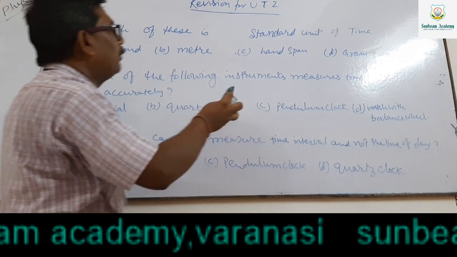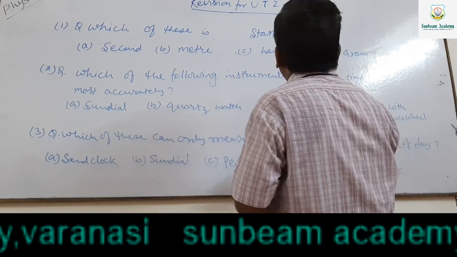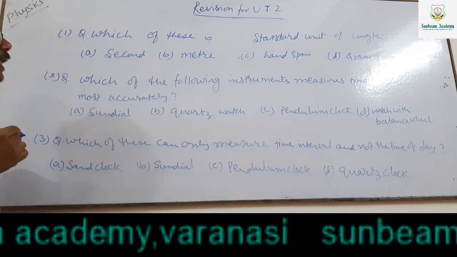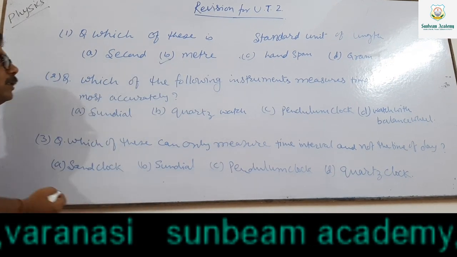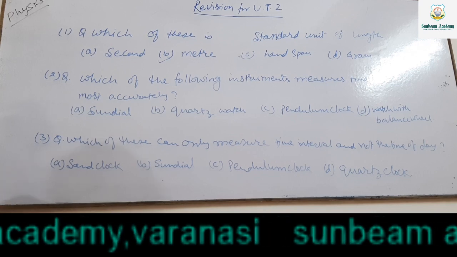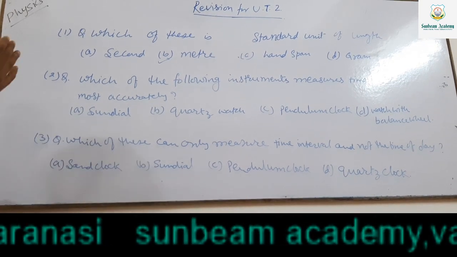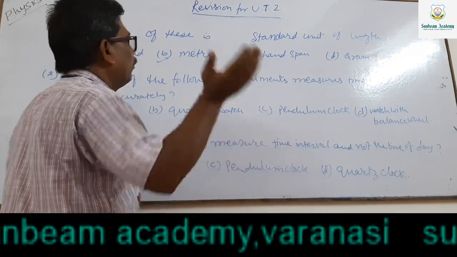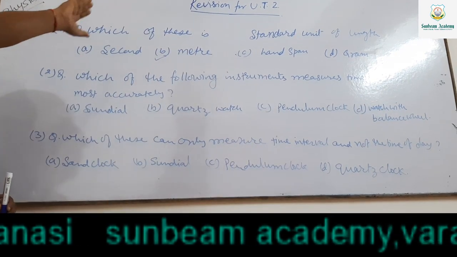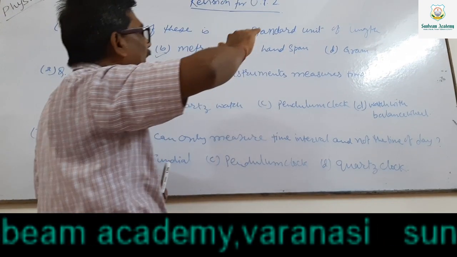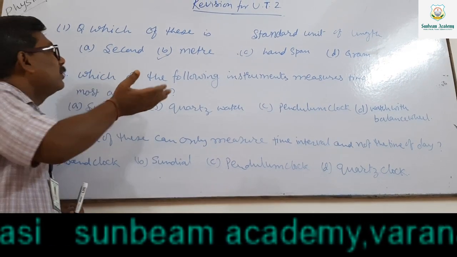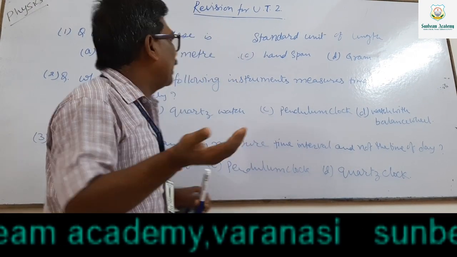Suppose again I am changing the word here. Instead of time I am writing length. Which of these is the standard unit of length? Then the answer will be B, that is meter. So in this way your option changes with the statement of the question given. The first question was asking which of these is not a standard unit, and the answer was hand span. The second question, by changing some word, asked which of these is a standard unit of time, and the answer was second. And the third question again changes to which of these is the standard unit of length, and the answer is meter.